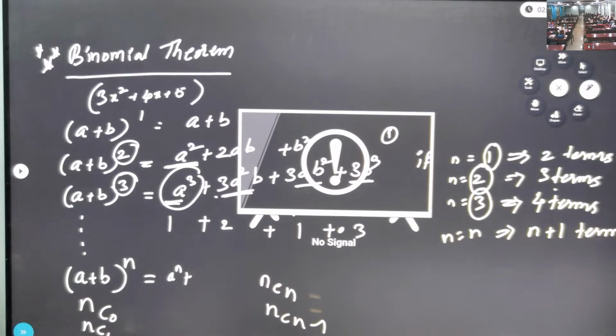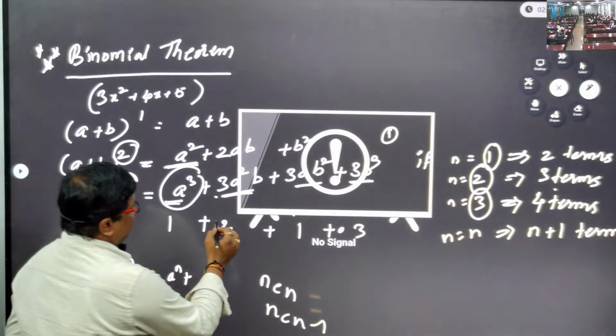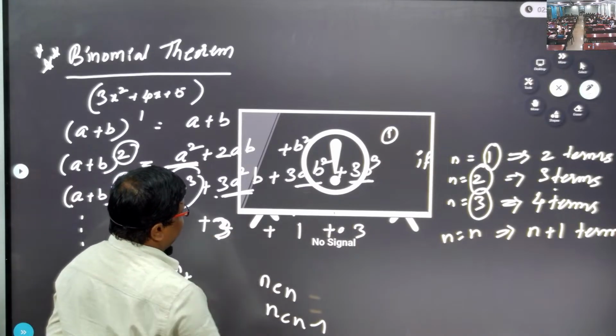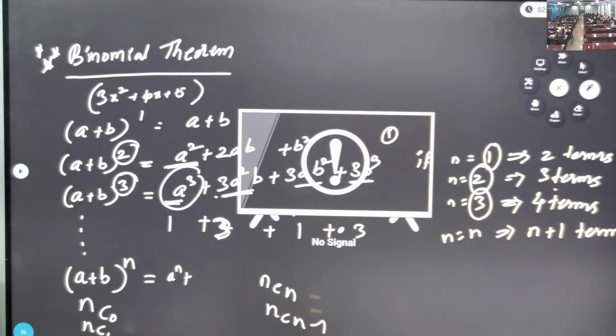So NC1. If you are doing it for n equal to 3, 3C0 value is 1, 3C1 value is 3. 3C2.